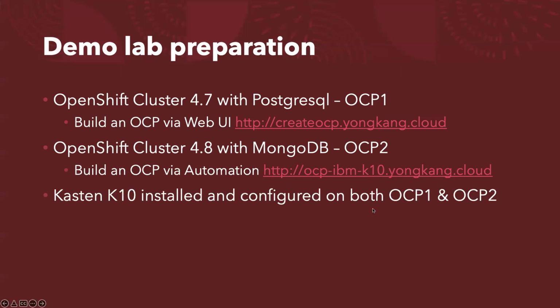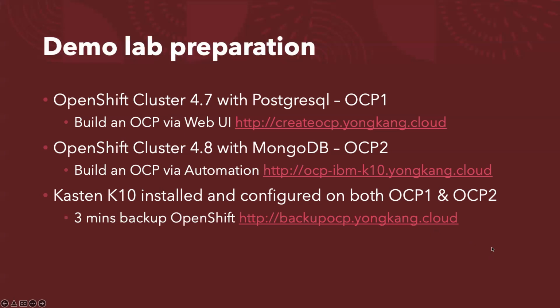Obviously, to be able to migrate from one cluster to the other, you need to have the right tools installed. In this case, I was using the number one Kubernetes backup and application mobility tool, Kasten K10, that's the product name. You need to have K10 installed and configured on both of the clusters, OCP1 and OCP2.